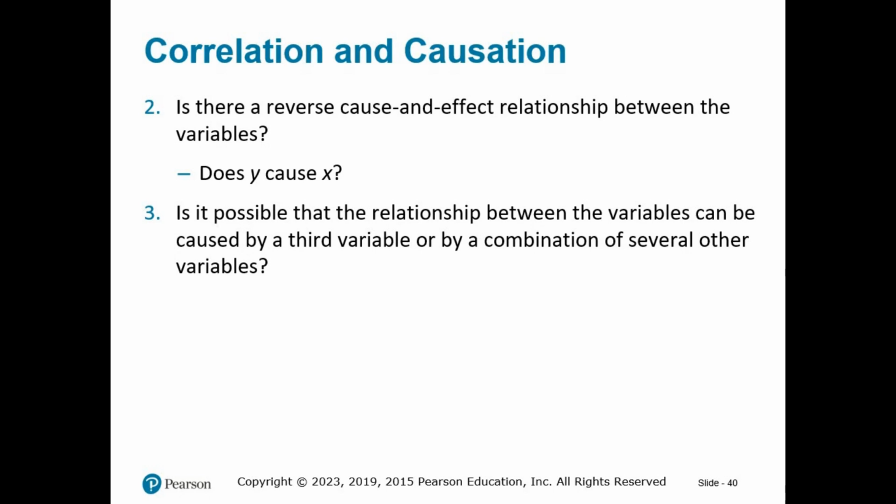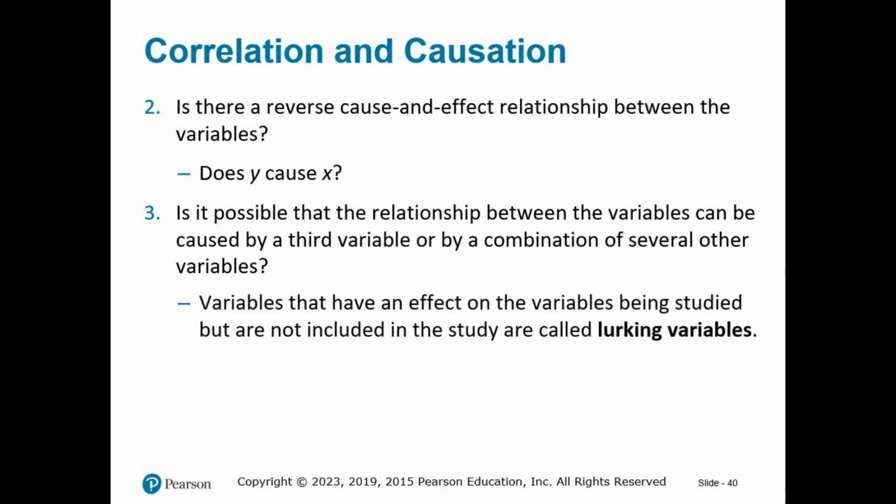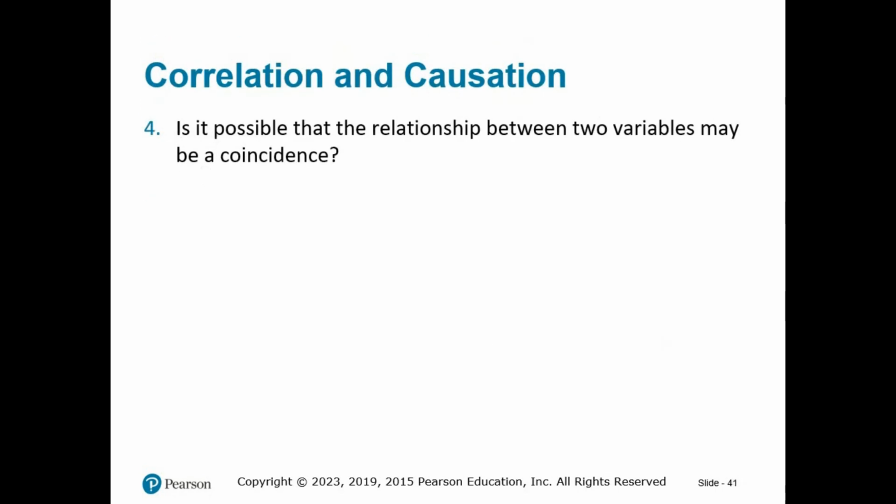Is it possible that the relationship between the variables can be caused by a third variable or by a combination of several other variables? Variables that have an effect on the variables being studied but are not included in the study are called lurking variables. Or is it possible that the relationship between two variables may be a coincidence? Is it possible that we are seeing things that we think are significant that actually are just coincidences?